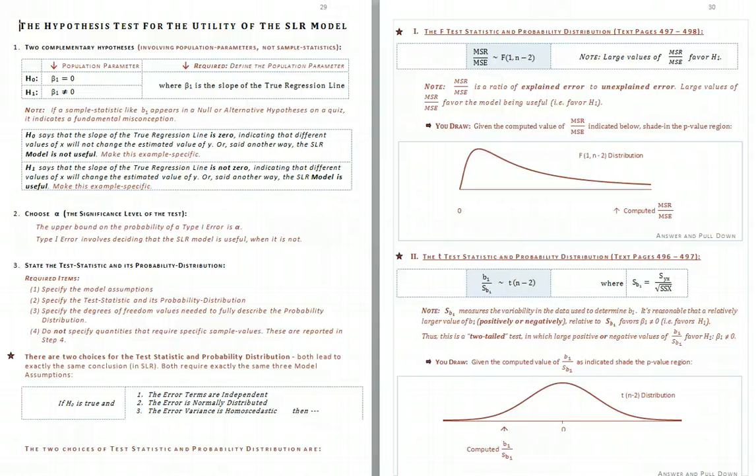H0 says beta 1 equals 0. That is, the slope of the true regression line is 0. H0 says the model is not useful. The alternative hypothesis says beta 1 is different from 0. That the slope is different from 0 says the model is useful.